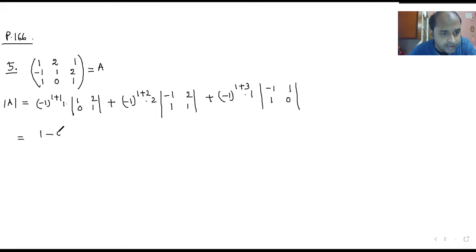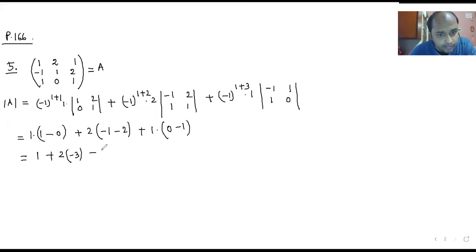1 minus 0 multiplied by 1, plus 2 into -1 minus 2, and this is 1 into -1 into 0, that is 0 minus 1. So we actually get 1 plus 2 into -3 minus 1, and therefore the determinant is -6, which is not equal to 0, which implies A inverse exists.